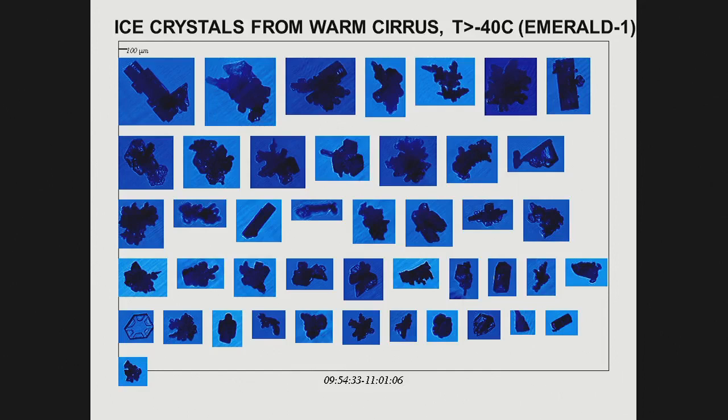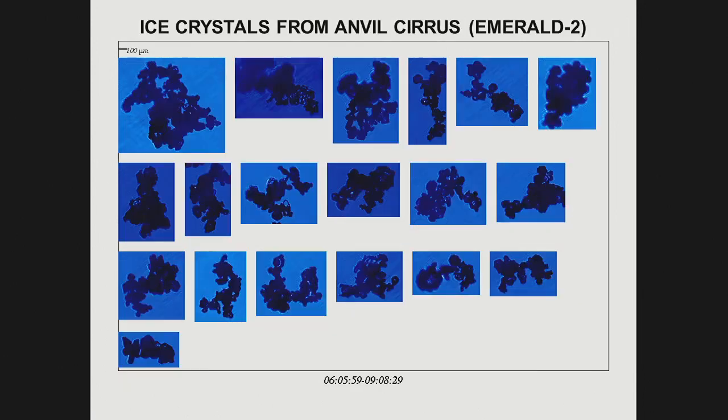Polycrystals, so just crystals that are grown maybe aggregated together, or maybe grown like that due to the turbulence that's present in the atmosphere. And also fragments of crystals. So these look like ice crystals are fragmented. They're broken in two, which is an interesting point.